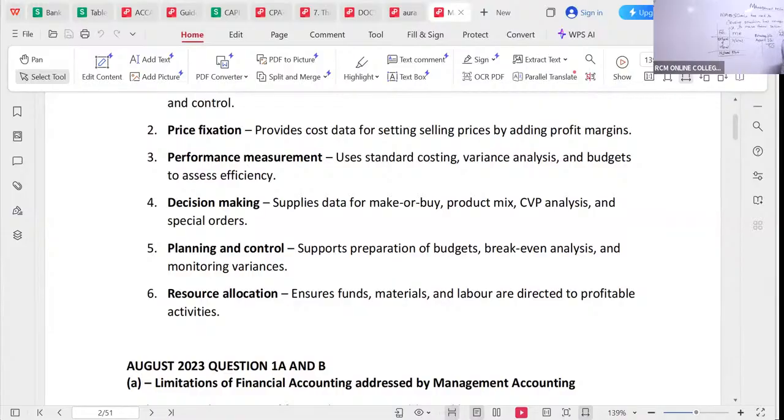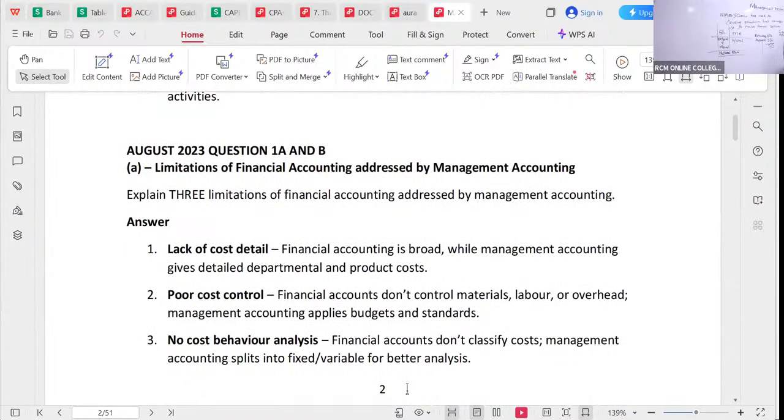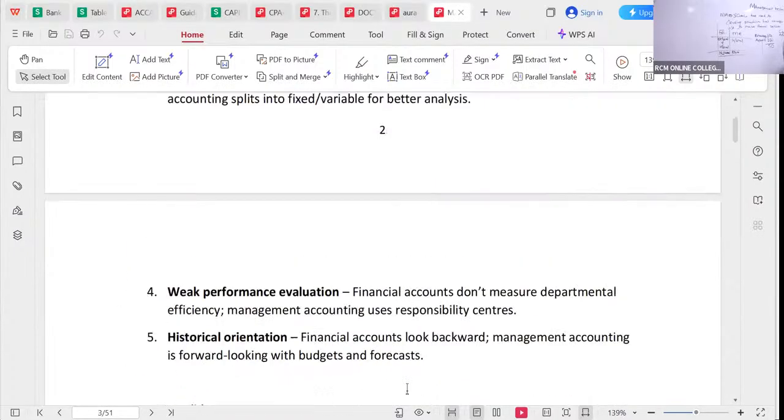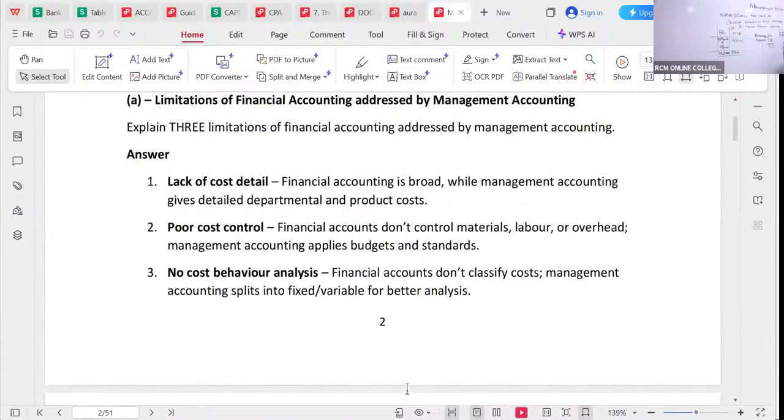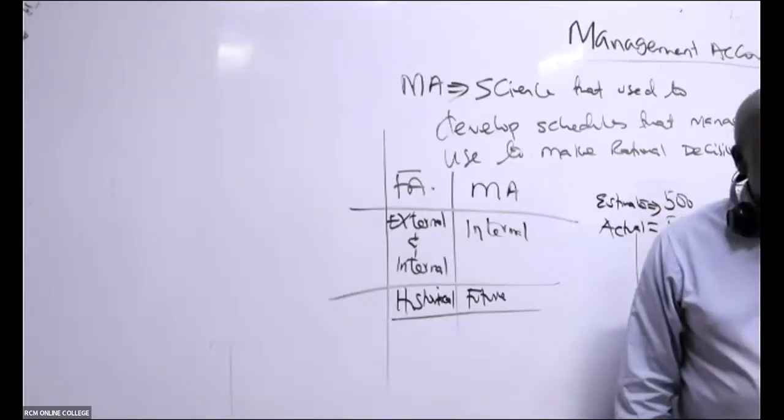Here they wanted us to give limitations of financial accounting addressed by who? By management accounting. Limitations of financial accounting that are addressed by management accounting. There are many, many limitations that financial accounting has. You see, financial accounting, ladies and gentlemen, makes the assumption that everything in life is all about money.